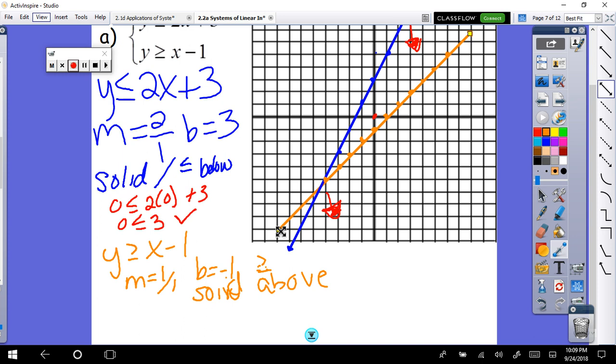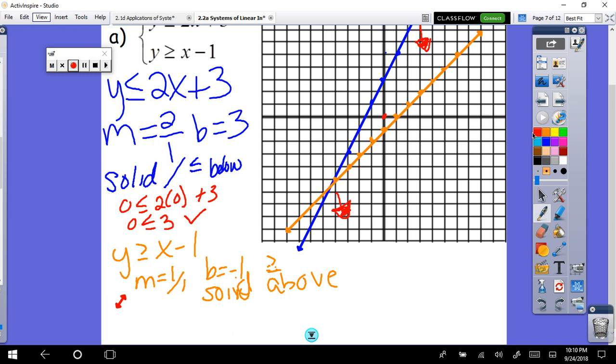Okay, and we should be shading above, but it looks like the origin is open still right here, so I'm going to plug in 0, 0 again. 0 greater than or equal to 0 minus 1, so is 0 greater than or equal to negative 1? That is true, so we are shading above.